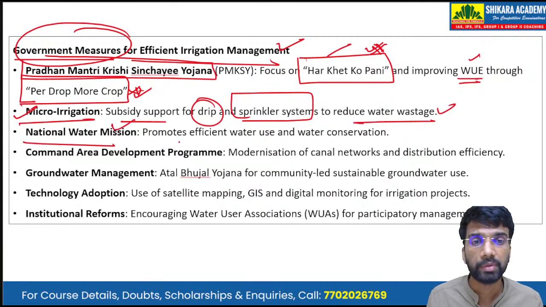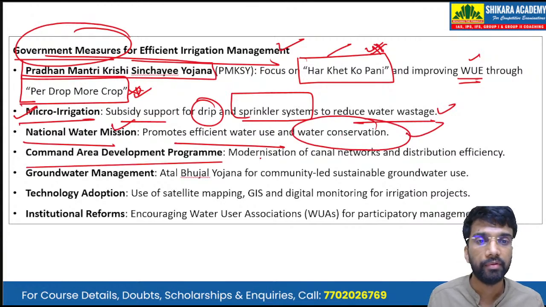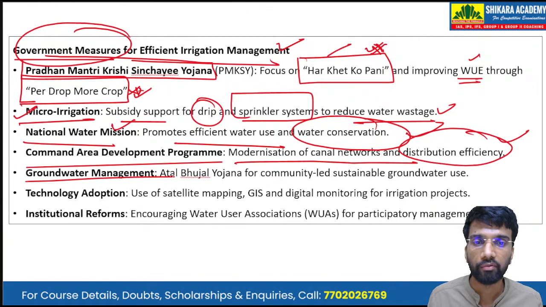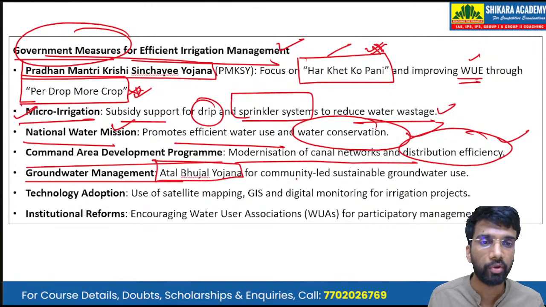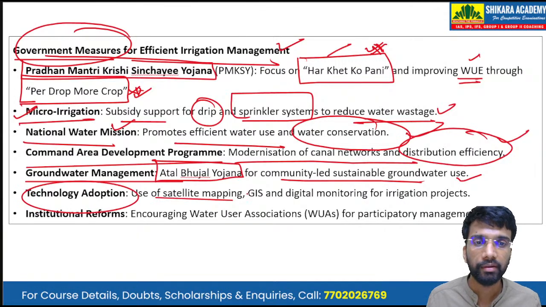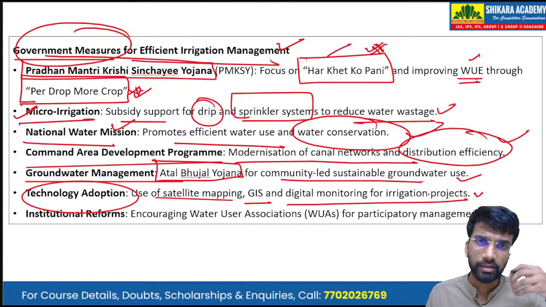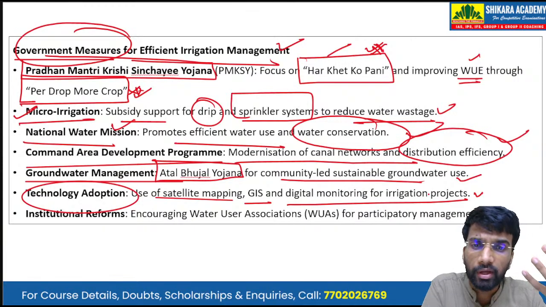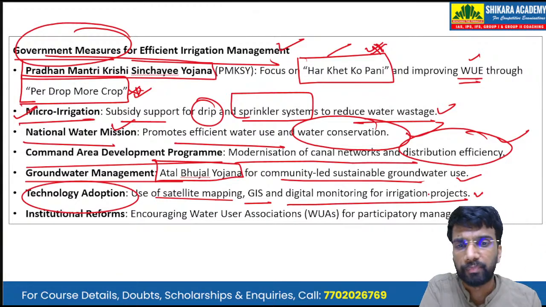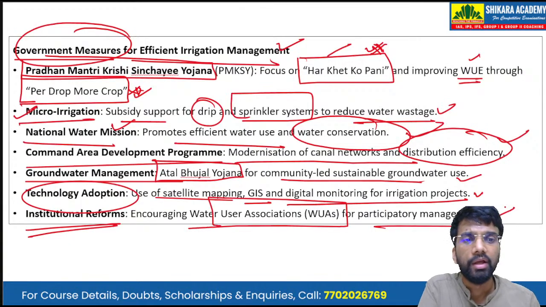Then is the National Water Mission, which promotes efficient water use and water conservation. Then is the Command Area Development Program, which aims at modernization of canal networks and distribution efficiency. Then is groundwater management, that is Atal Bhujal Yojana, for community-led sustainable water use. Then technology adoption: use of satellite mapping, GIS, and digital monitoring for irrigation. We are using remote sensing and satellite mapping to map the groundwater, different canals, and different water resources. Then there are institutional reforms, encouraging water users associations for participatory management.